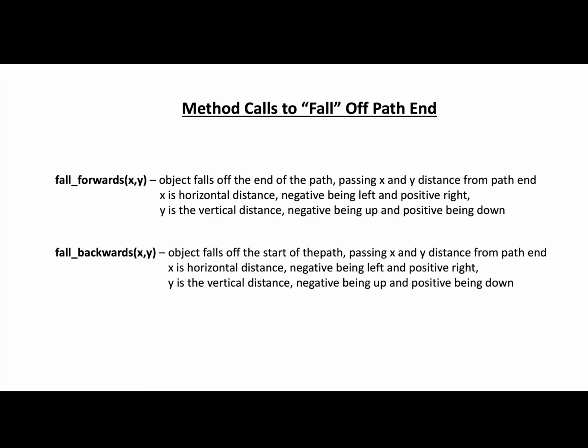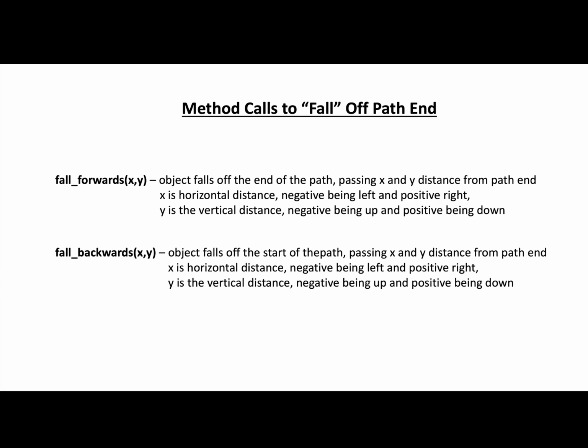The asset also provides the capability for the object to fall off the path end. And here we put fall in quotes because it can either fall downward or frankly upward depending on the parameters you pass it. So there's two options. Fall forward is called if you want it to fall off the end point of the path, and fall backwards would be called if you want it to fall off the path at the starting point.